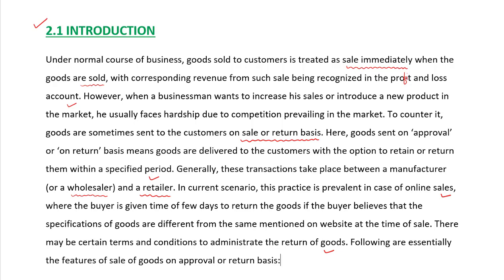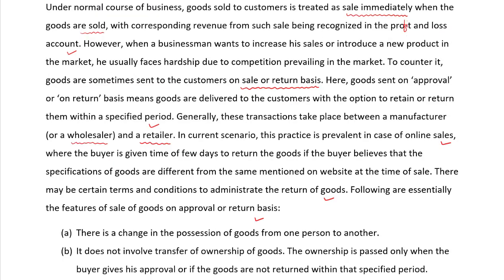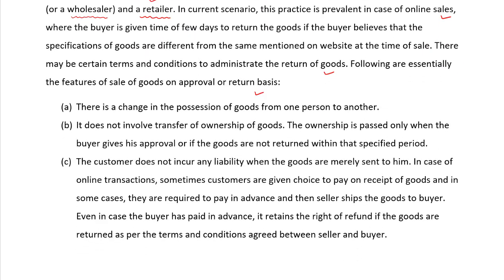Following are the essential features of sale of goods on approval or return basis. A. There is a change in the possession of goods from one person to another. B. It does not involve transfer of ownership of goods, just a change in the possession. The ownership is passed only when the buyer gives his approval or if the goods are not returned within a specified period of time.